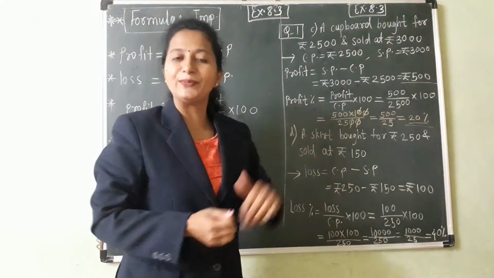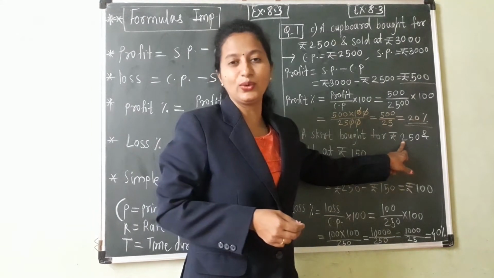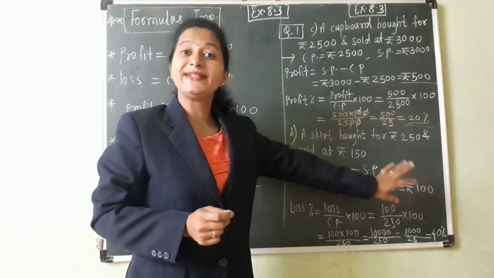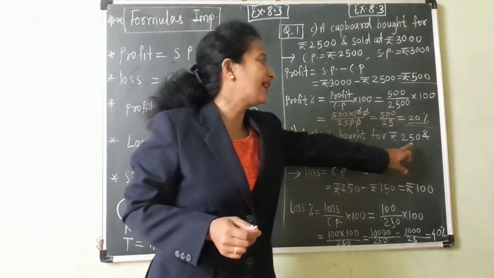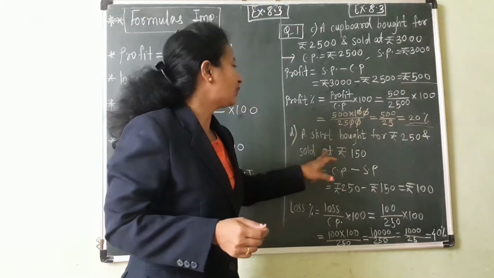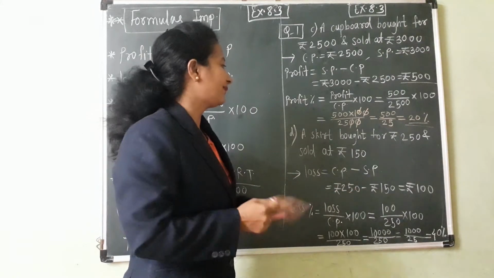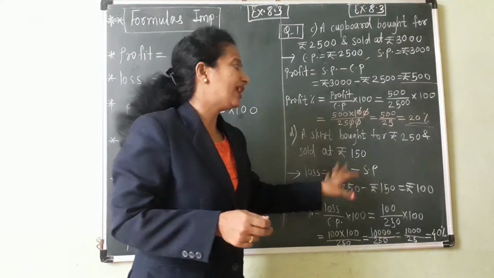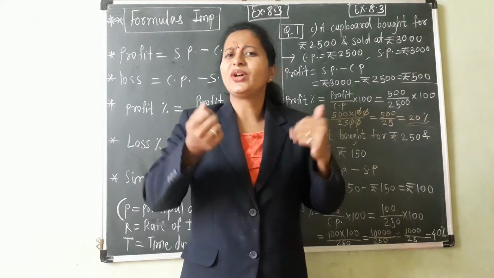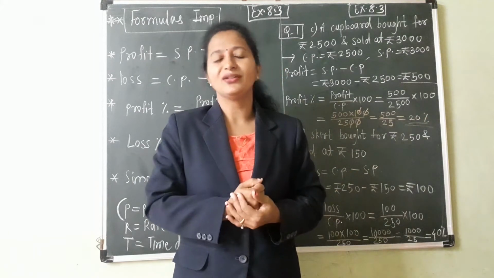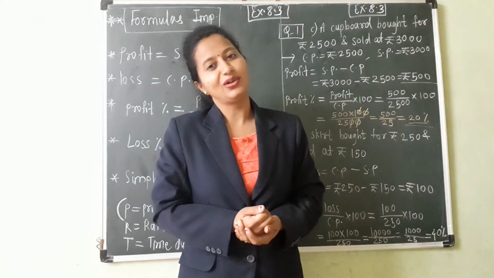Now one more sum we'll see here. A skirt bought for rupees 250. So the cost price here is rupees 250, and sold at rupees 150, so the selling price is rupees 150. Now the cost price is 250 rupees and the selling price is 150 rupees. Is it a profit or loss here? Obviously it's a loss, because the cost price is bigger than the selling price.